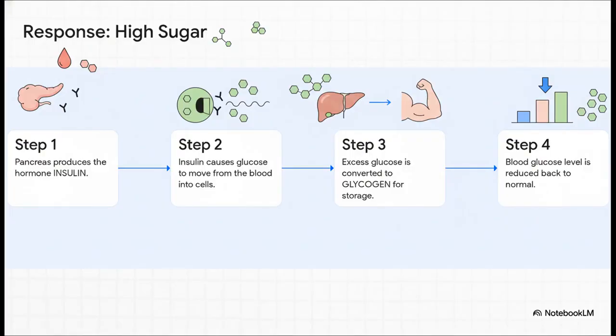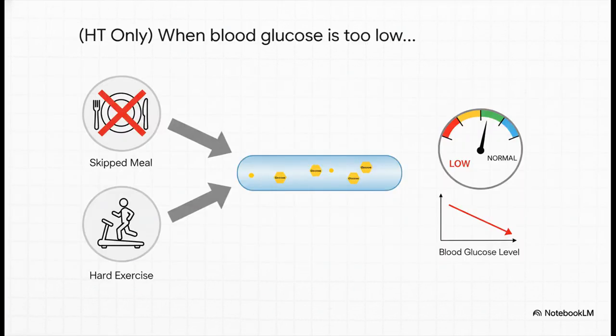First, your pancreas gets the signal and releases the hormone insulin. Insulin is basically the key that unlocks your body's cells, letting the glucose rush in from the blood to be used for energy. And any extra glucose? Well, insulin also tells your liver and muscles to grab it and store it away for later as something called glycogen. And just like that, your blood glucose level drops back to where it should be. Balance is restored.